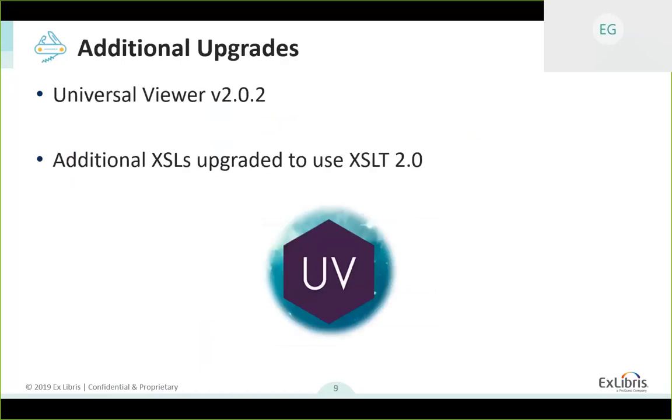So many other additional upgrades for the third-party tools that we have in the system. Universal Viewer, we upgraded to version 2.0.2. And the XSLs, which we upgraded to use XSLT 2, which is just part of an ideas exchange where customers really specified exactly which XSLs they want to upgrade to version 2, which then provides them further capabilities.